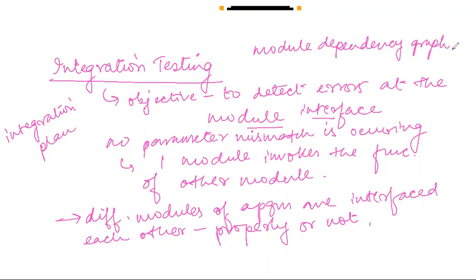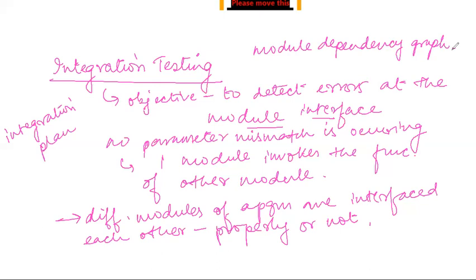Fine. So by examining this structured chart module dependency graph, the integration plan can be developed. A few approaches of integration testing are there. One is the Big Bang approach. Then next is the top-down approach. Then there is the bottom-up approach. Then there is the mixed, or what we call the sandwich approach. So there are different approaches to integration testing.